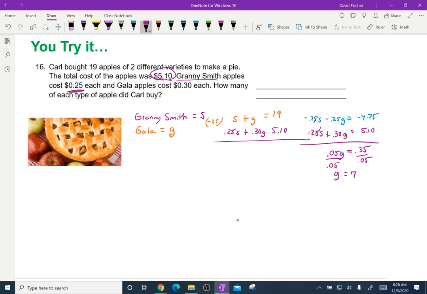Now I'll go back to my key. Seven Gala apples. And I'm going to plug it into that very first equation. I have S plus 7 equals 19. I'm going to subtract 7 from both sides. 19 take away 7 is 12. So he bought 12 Granny Smith apples.